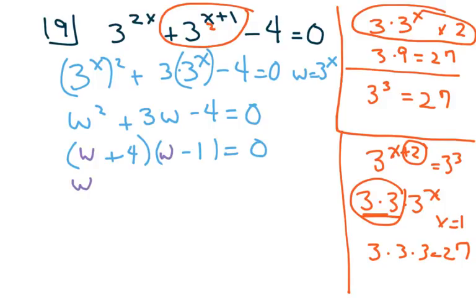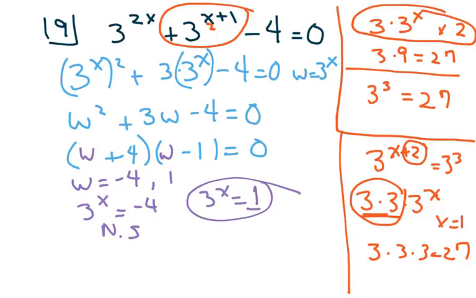So we have w equals negative 4 and 1, which means that 3 to the x equals negative 4, which we already know is no solution. And we have 3 to the x equals 1. In this case, again, we can see clearly that x is 0, because 3 to the 0 equals 1. So my solution set is 0.